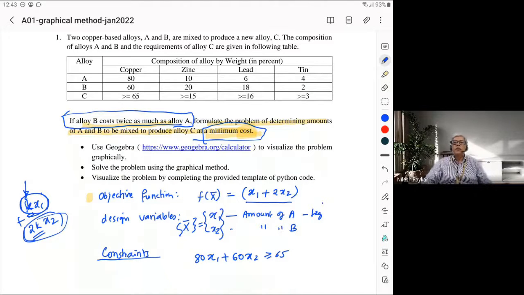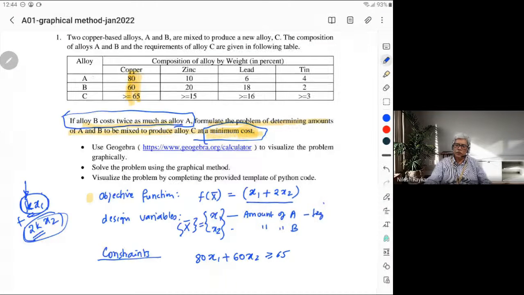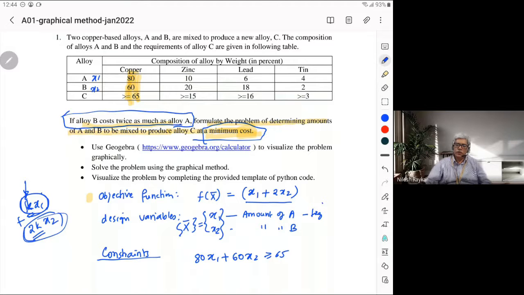Yeah. So let's understand what that physically means. 80x1 plus 60x2. What Ganesh is saying is this column. For A, we have taken x1 amount, for B, we have taken x2 amount, and he has written that A would contain, x1 would contain, out of 100, 80 components, or one can also say 0.8 x1. So this can also be written as 0.8 x1 plus 0.6 x2 should be greater than or equal to 0.65.